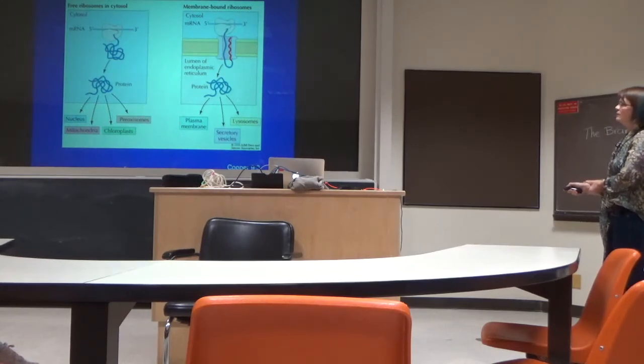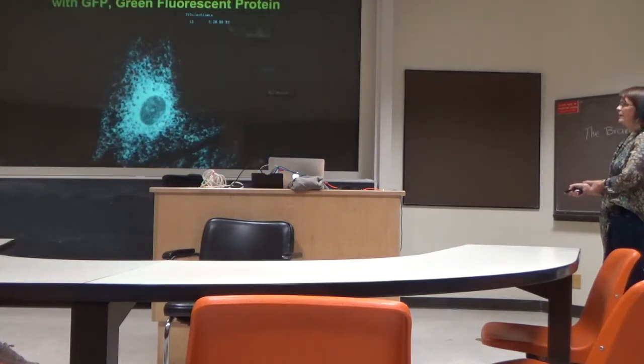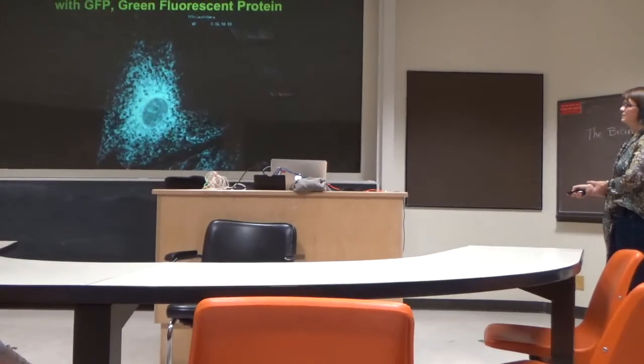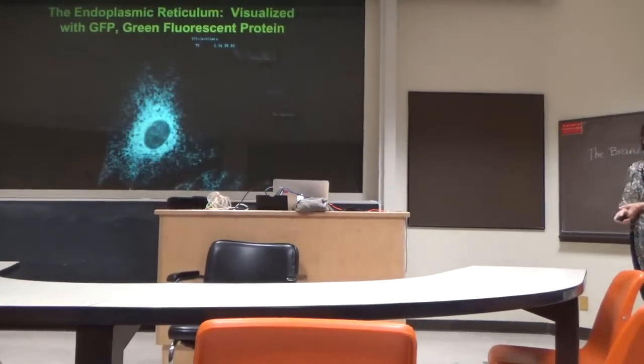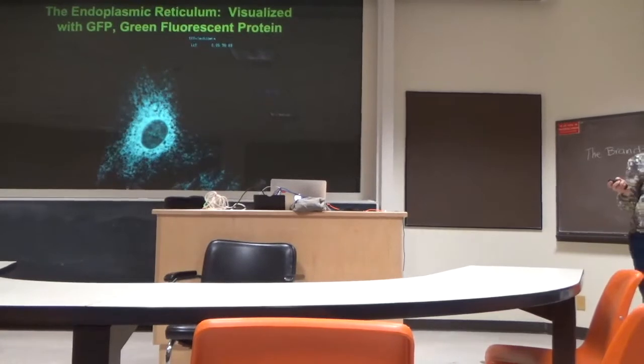So what are the signals then that decide if a protein's going to end up in these organelles or somewhere else? And that's what we're going to talk about today. How do ribosomes end up on the endoplasmic reticulum? And let's think about what the endoplasmic reticulum is.